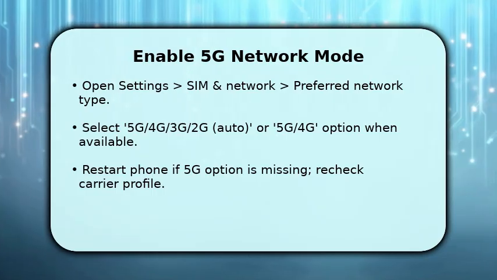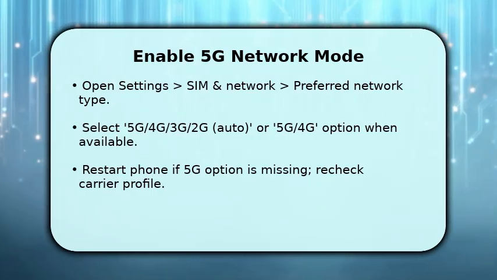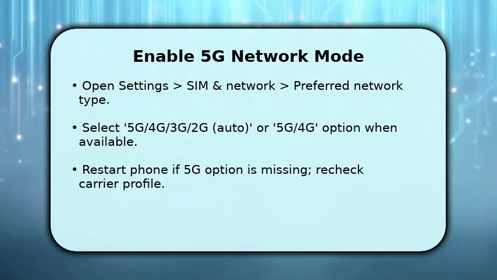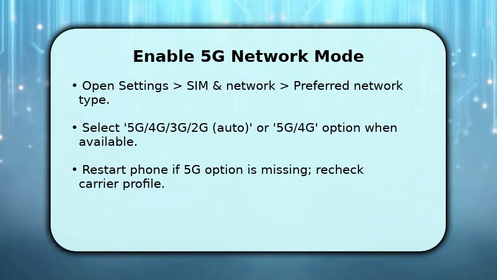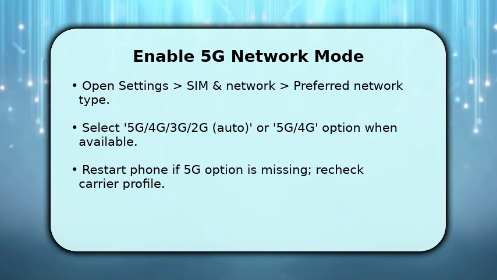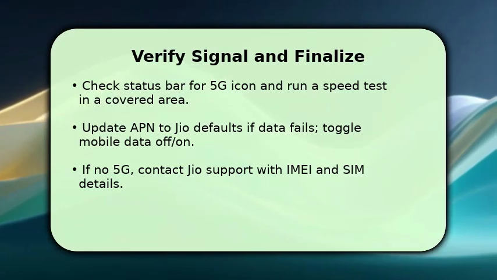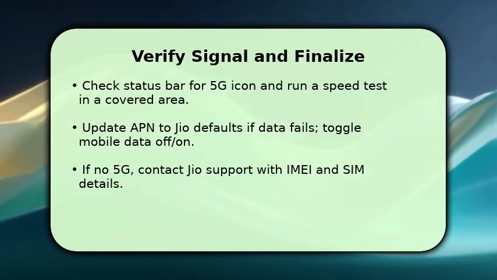If the 5G choice does not appear, restart the device and reopen settings. Sometimes the carrier profile, or SIM provisioning, needs a reboot to show 5G. Finish by confirming a 5G connection and testing throughput.